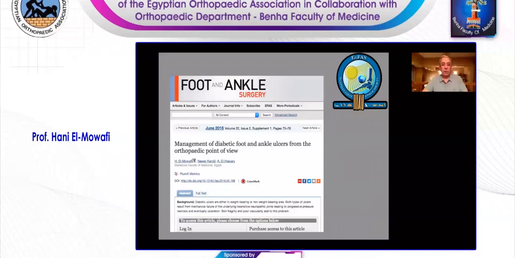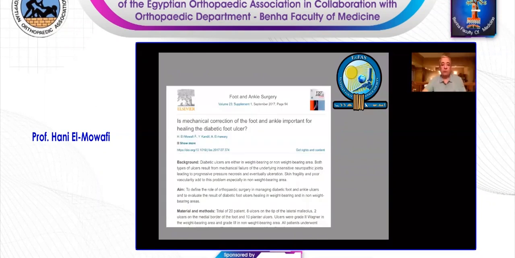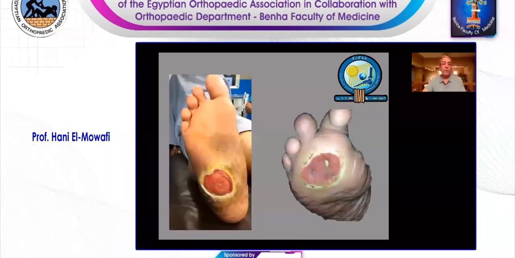In our department and also in our unit, we do a lot of research about the management of diabetic ulcers or Charcot ulcer from the orthopedic point of view. We also found that mechanical correction of the foot and ankle is important for healing of the Charcot or diabetic foot ulcer. So I will present two cases. The first one is a forefoot ulcer, and the second is a midfoot ulcer that may extend to the hindfoot.